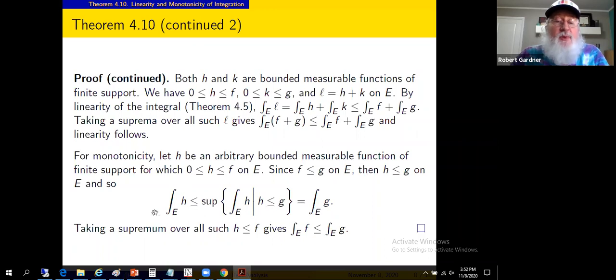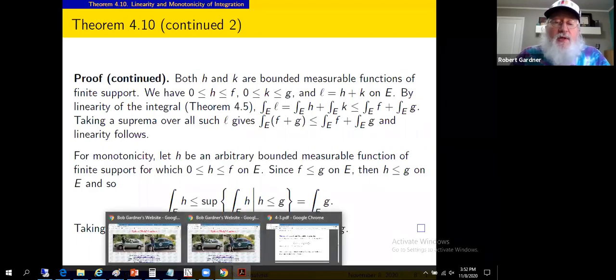Well, now take a sup over all such h less than or equal to f of both sides. You've got this number, which is based on h, less than or equal to this number. This number is not based on anything. Function g doesn't change, as it were. Function h does if we take a sup over such h. Take a supremum over all such h, as it says, less than or equal to f. Then this will produce on the left-hand side the integral over E of f, and the right-hand side remains the integral over E of g when you do that supremum stuff. And there's monotonicity of the integral.